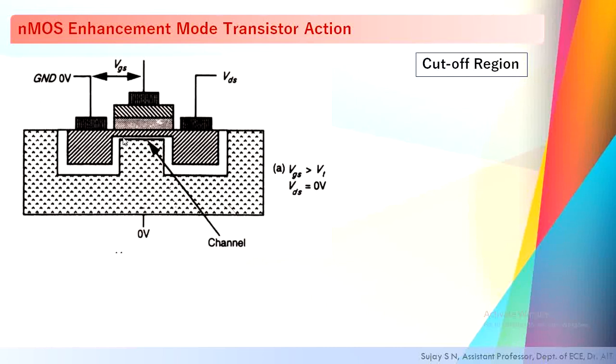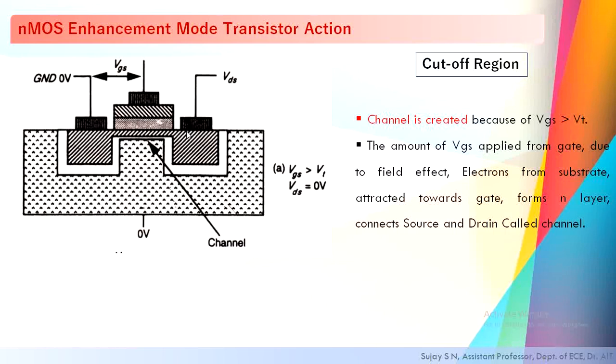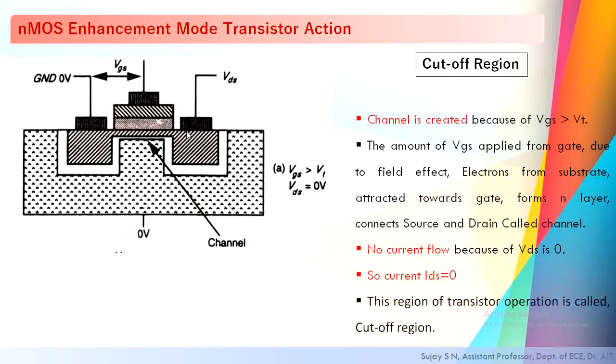Okay, that is VT. VDS is 0. We are not applying any voltage from the drain. Since VDS is responsible for the current flow, and VDS is 0, current IDS is also 0. That is what the cutoff region is. Here the channel is created because VGS is greater than VT, and depending on the amount of VGS we applied from the gate, the number of electrons attracted towards the gate region forms a channel. And there is no current flow since VDS is 0. This region of operation is called the cutoff region.